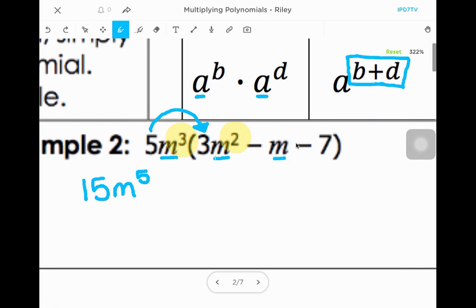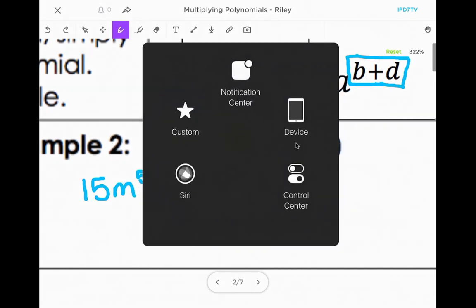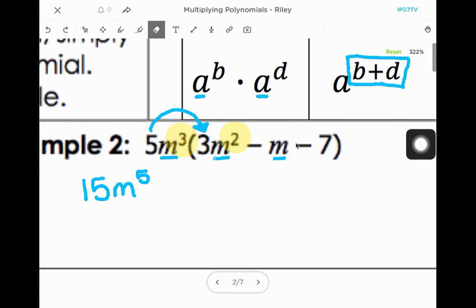All right, I'm going to pick a different color so I don't get us all confused. Oops. Let's get rid of this guy.